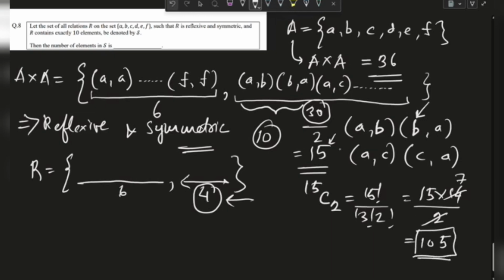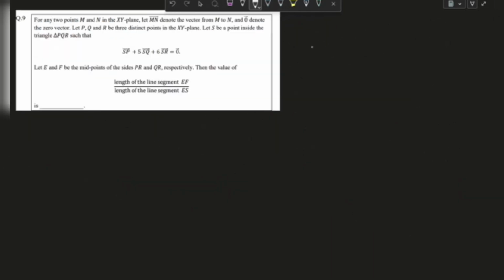This was a pretty simple question. So we will now move on to the next question. So basically this is the next question. This is from vectors. As we can see, we have a triangle PQR. I will draw that. This is roughly the triangle PQR. This is a rough diagram.